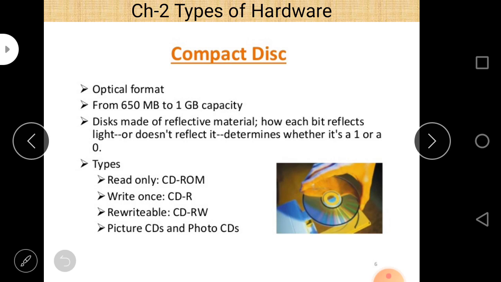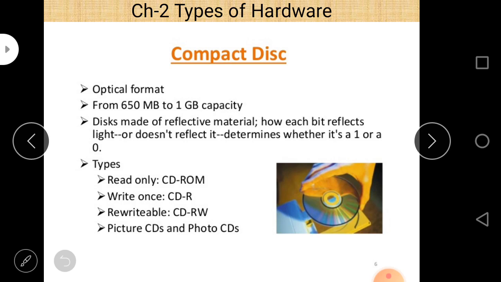Compact disk or CD, data is stored in optical format. So actually in CD, in DVD, and in Blu-ray disc, data can be read and written using optical format. As far as capacity is concerned, basically a CD has 650 MB to 1 gigabyte capacity. The disk is made of reflective material, and whether each bit reflects light or does not reflect it determines whether it is a 1 or a 0. That is the basic concept of a compact disk.